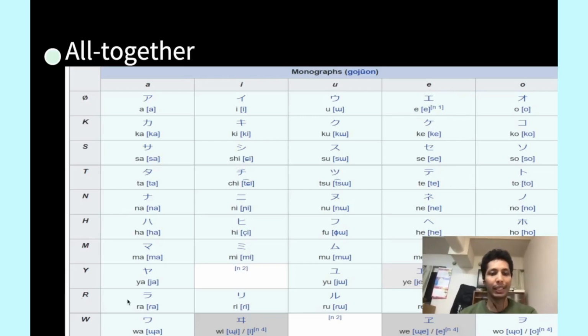Next is ra line. So ra, ri, ru, re, ro. Okay, and then we have wa line. So wa, nothing here. Nothing here. Nothing here. Wa and o. And finally, what we had is the n sound.